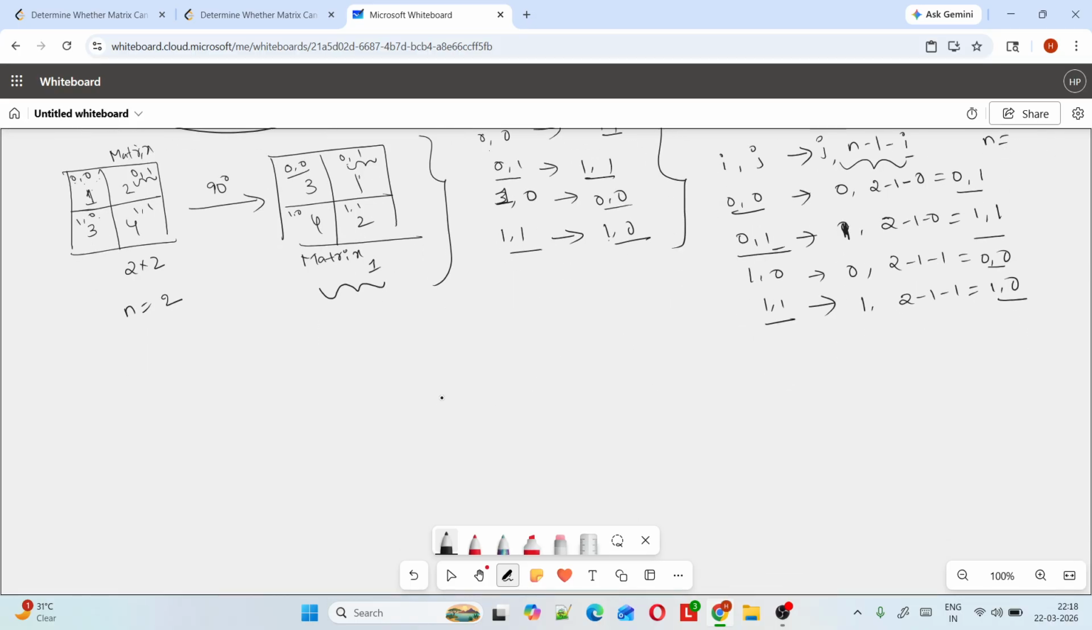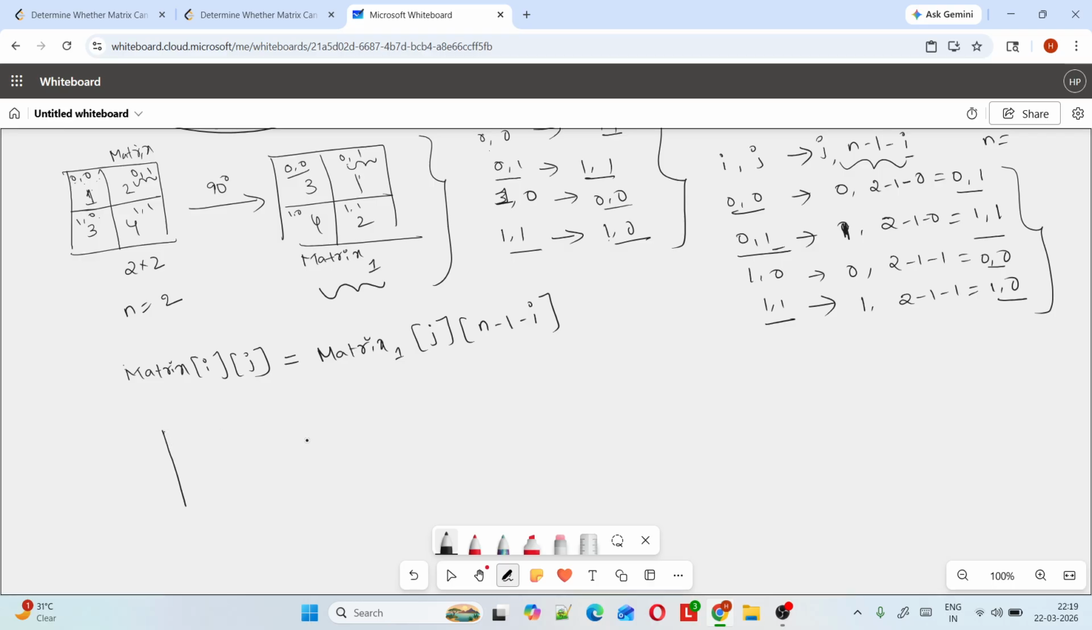Okay. Now, using that, matrix of i comma j elements which are present in the matrix is equal to matrix 1 of j comma n minus 1 minus i, because using that we have achieved this, right? So I can write this.